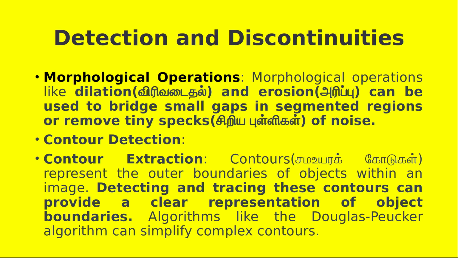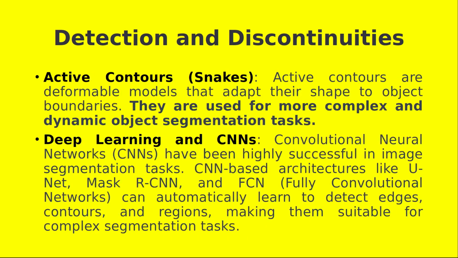Contour means there are two lines splitting the boundaries. At that time we specify which one is the boundary using contour extraction. Active contours are deformable models, meaning models that are not fixed, that adapt their shape to the object boundary. They are used for more complex and dynamic object segmentation tasks.